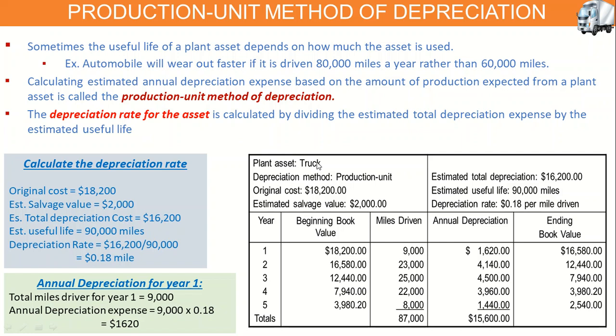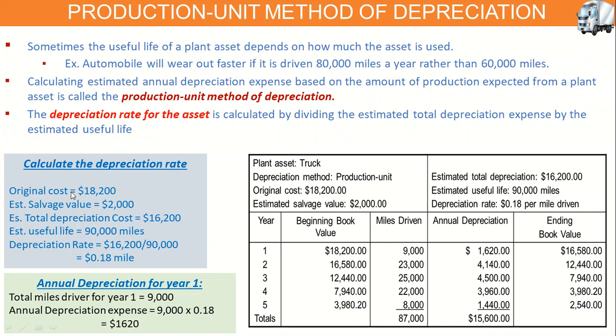We have a truck. The method is the production unit method. Original cost is $18,200 and estimated salvage value is $2,000. So what will be the total depreciated amount? Take $2,000 away from $18,200, and that will be $16,200 total amount to be depreciated. That is very simple, and it has a useful life of 90,000 miles, and its depreciation rate is $0.18 per mile driven. How did we calculate this depreciation rate?